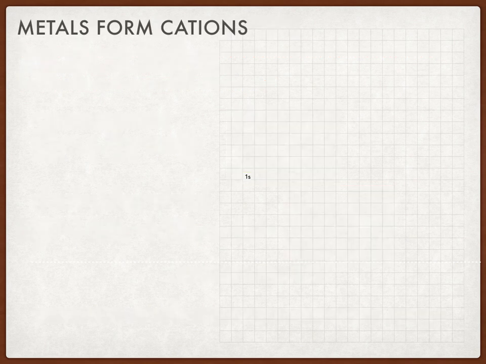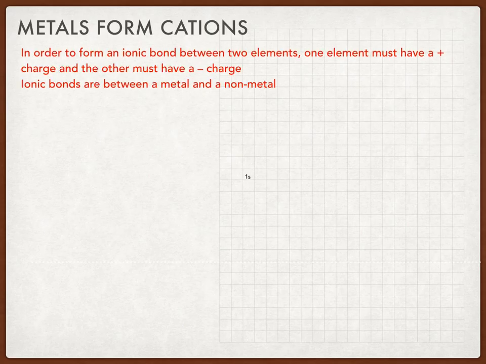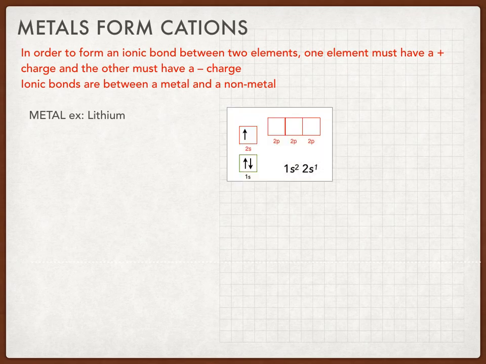Metals form cations. Okay, so my metal example is lithium. Okay, so lithium has electron configuration 1s2, 2s1. It has 3 electrons total.